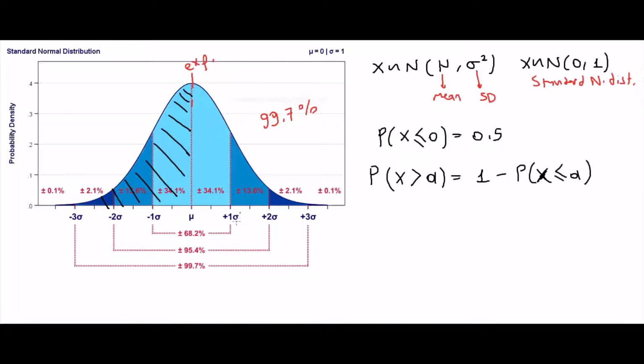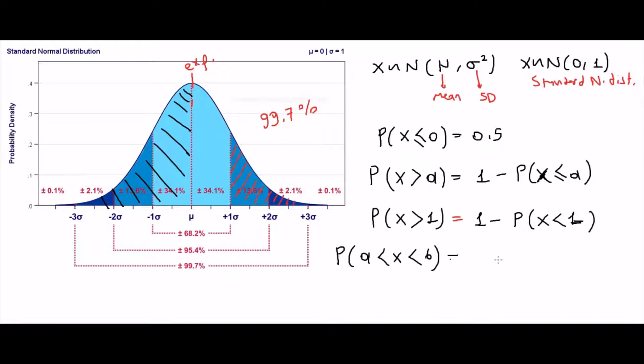For example, if we are calculating the probability that x is greater than 1 in this standard normal distribution, we're calculating this region. The entire region is 1, so 1 minus this region will give us the probability that x is greater than 1, which we can rewrite as 1 minus the probability that x is less than 1. If the probability is between two values, a and b, by definition it is the probability that x is less than b minus the probability that x is less than a.